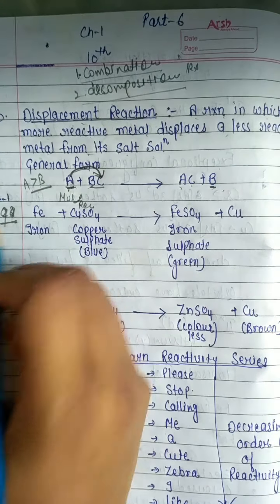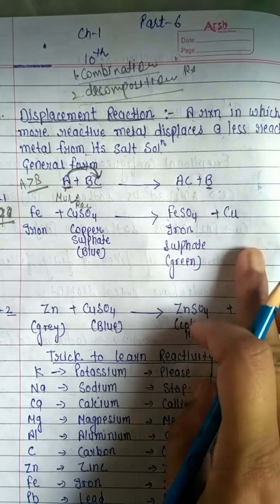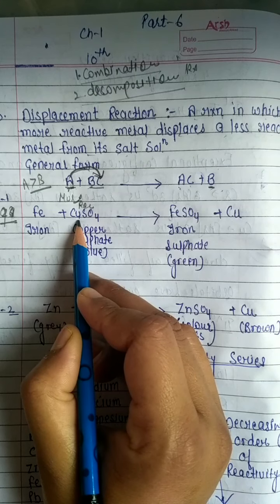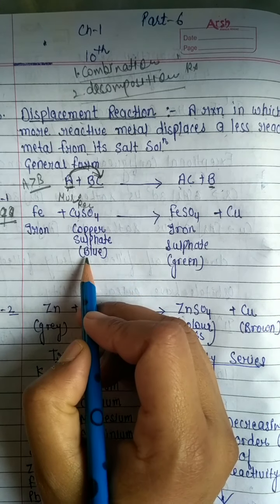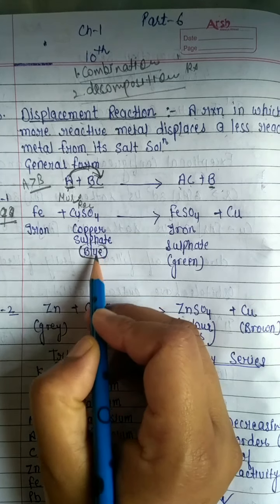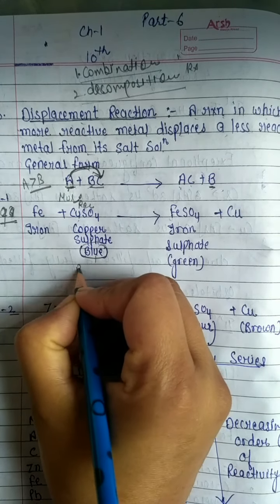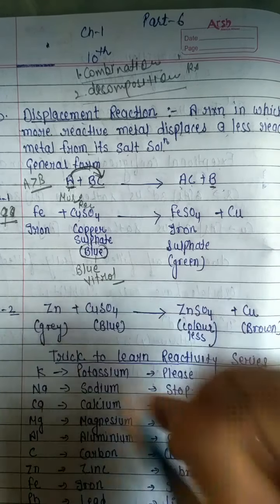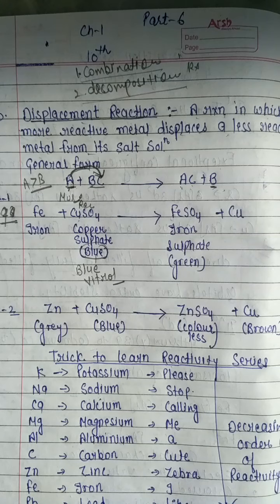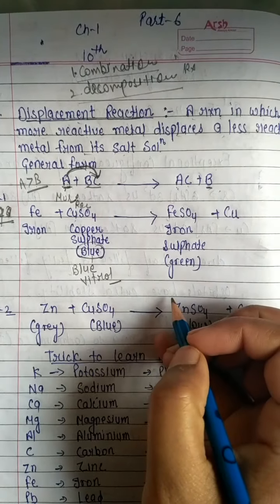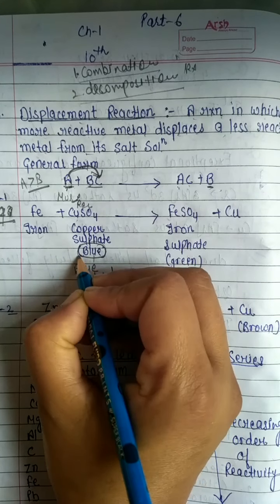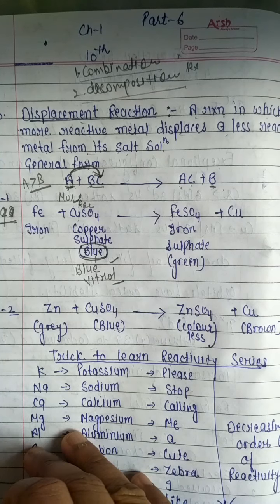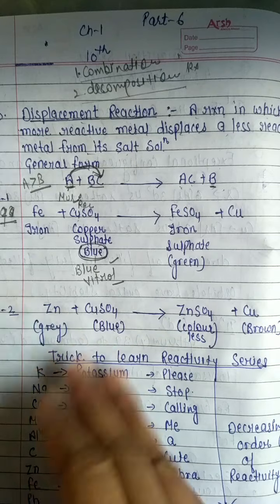Now, according to the activity, we are taking the example of copper sulfate solution in a beaker. What is the color of that copper sulfate solution? It is blue in color. That's why it is called blue vitriol. Copper sulfate solution is called blue vitriol because its color is blue. Now in 10th standard, you have to remember the color of a solution also.